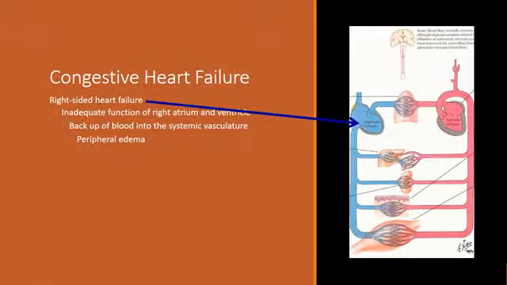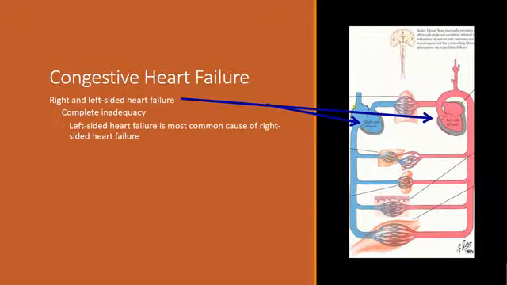Looking at right-sided heart failure, once again we have inadequate function, primarily the ventricle, but it can be the atria as well, except this time instead of the left side, we're talking about the right side of the heart. And once again, if we're unable to effectively push the blood out of the ventricles, then the blood tends to accumulate, and so we see backing up of the blood into the systemic vasculature, and that tends to cause peripheral edema.